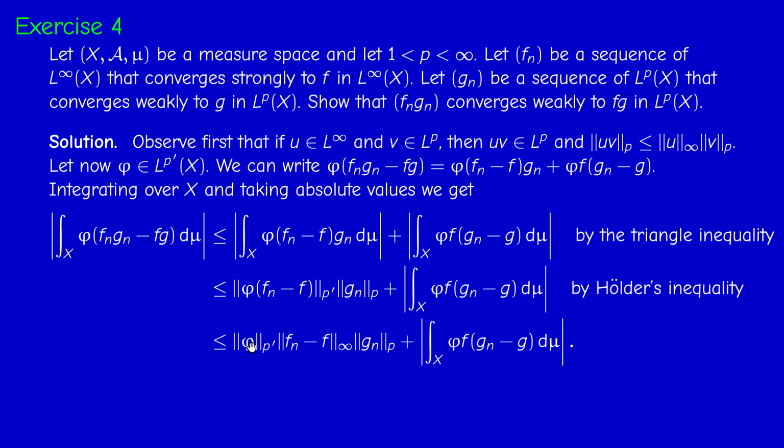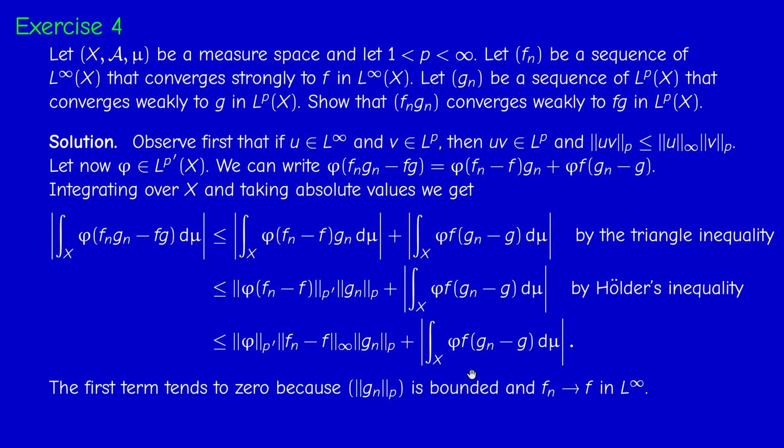Okay. Now, this is a constant. Fn minus F converges to 0 in L infinity by assumption. And now we have to be careful here. Gn in norm Lp does not necessarily tend to 0, because we only have that Gn converges weakly to G. But if a sequence is weakly convergent, then it's bounded. So this term here is bounded. Therefore, the first term, this product, tends to 0. Okay, this is important to check, because if Gn was not bounded in Lp, then this term did not converge to 0. So the first term tends to 0 because Gn is bounded.